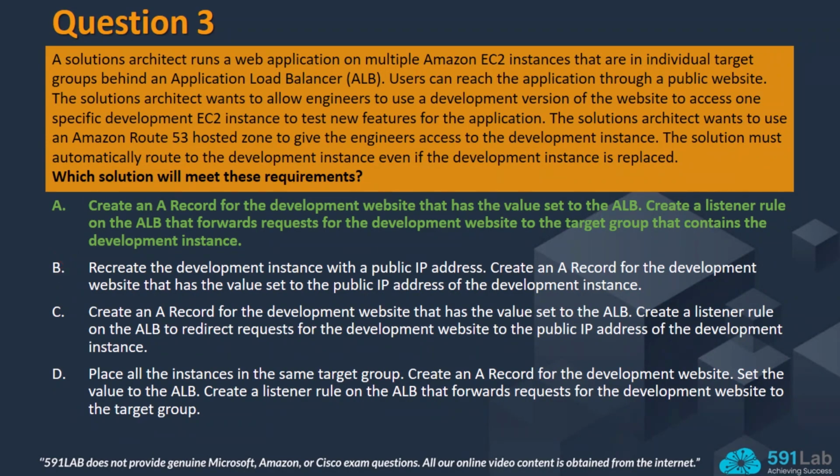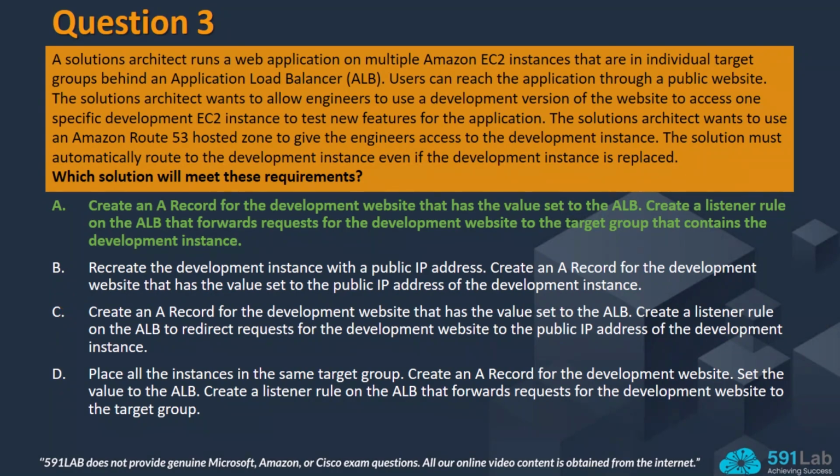Option C is create an A record for the development website that has the value set to the ALB. Create a listener rule on the ALB to redirect requests for the development website to the public IP address of the development instance. So redirecting requests to a specific public IP address introduces complexity and it is not flexible. It also requires manual configuration and does not provide the automatic routing requested in the question.